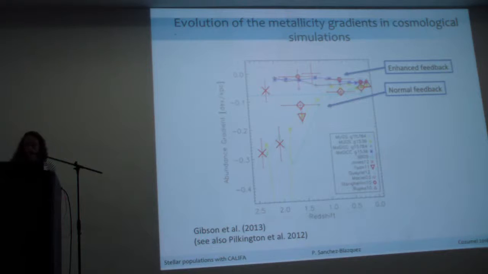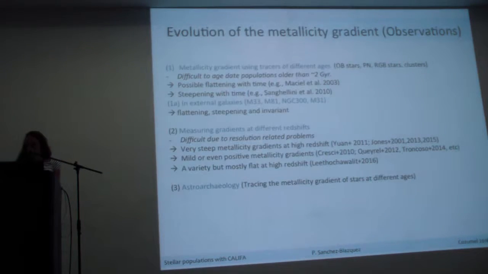So we thought, okay, let's try and see if we can measure this evolution of the metallicity gradient. This has been tried before, using basically two methods. The first one is in our own Milky Way, mainly using stellar tracers with different ages, like OB stars, planetary nebulae, RGB stars, etc. And the results are contradictory, so some groups predict a flattening with time, and some predict a steepening of the metallicity gradient with time.